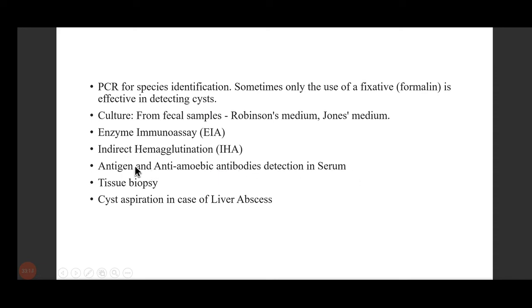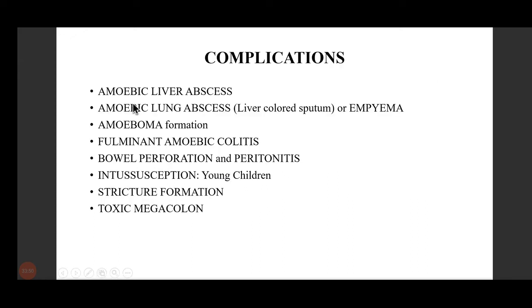detection in serum. In which conditions will you see this? Basically, these are more common in liver abscess. The antibodies are formed because the trophozoite has entered the bloodstream, no? So it will make anti-amoebic antibodies, and these can be detected in the serum, and diagnosis can be made, especially in liver abscess. Tissue biopsy, I have already described the gross and microscopic appearance. Cyst aspiration in case of liver abscess. Okay.